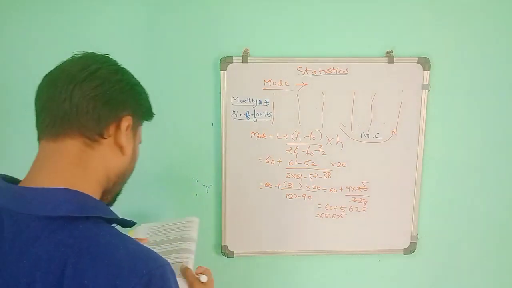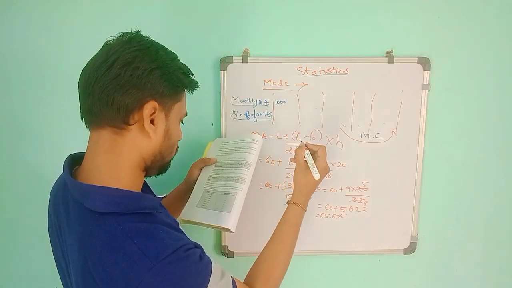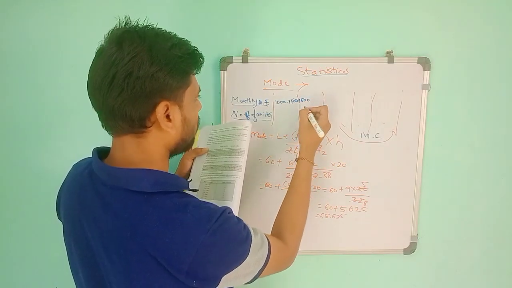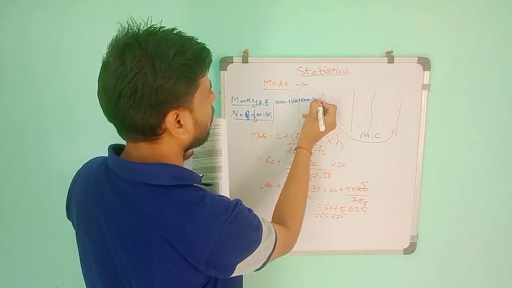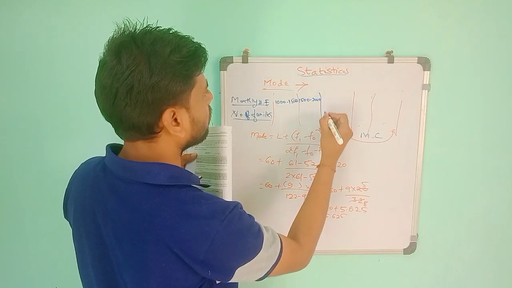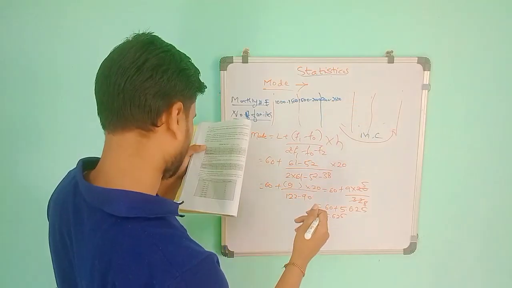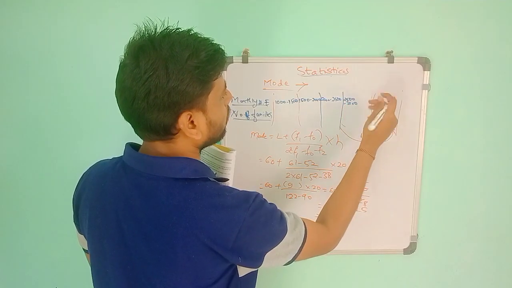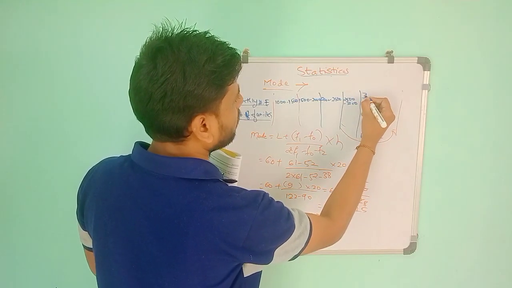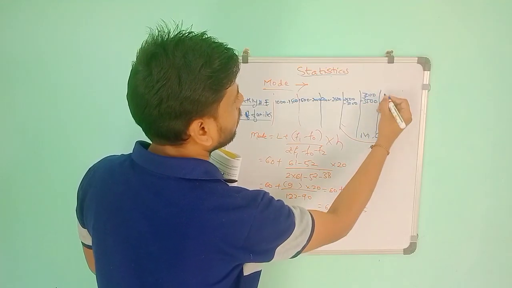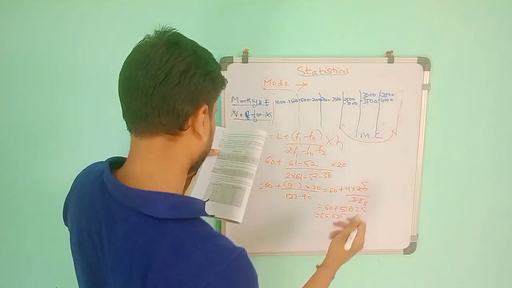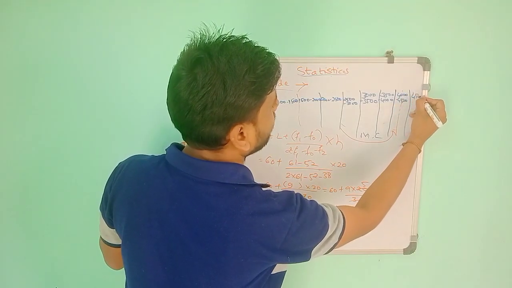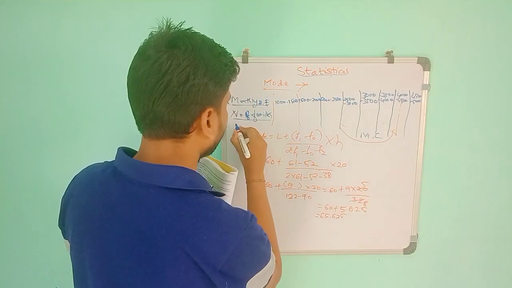For this one, the given values are 1000 to 1500, next 1500 to 2000, then 2000 to 2500, 2500 to 3000, then 3000 to 3500, then 3500 to 4000, then 4000 to 4500, then the last one 4500 to 5000. So these are the values they gave.